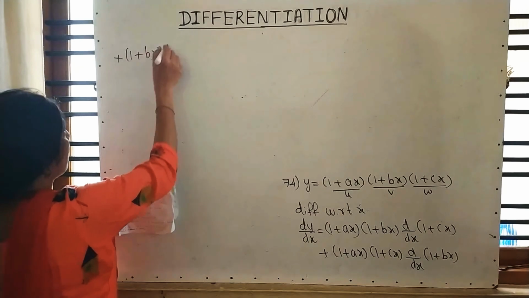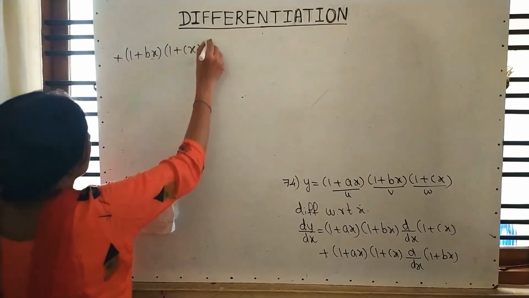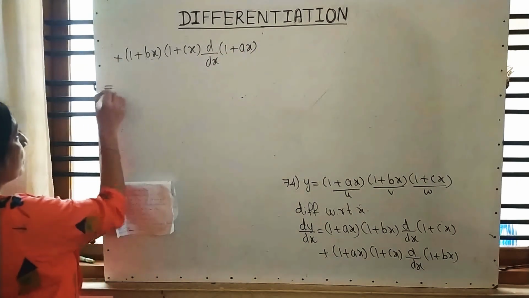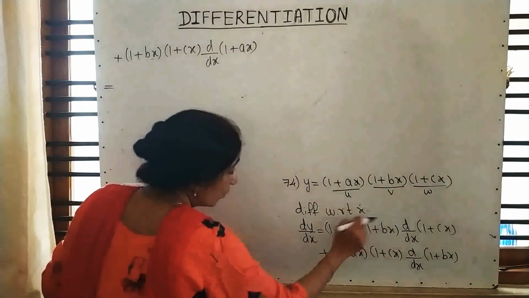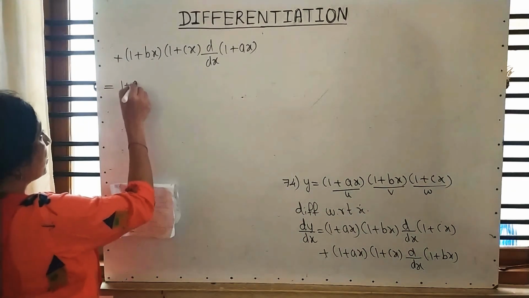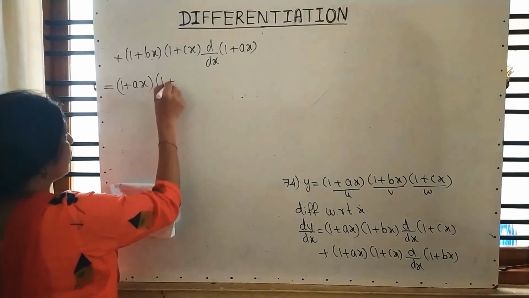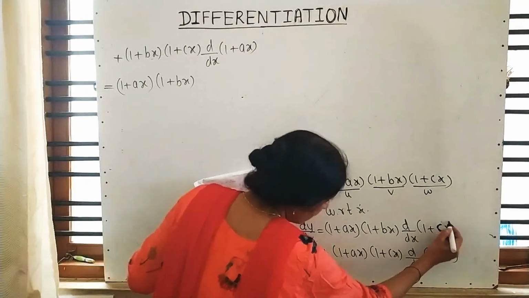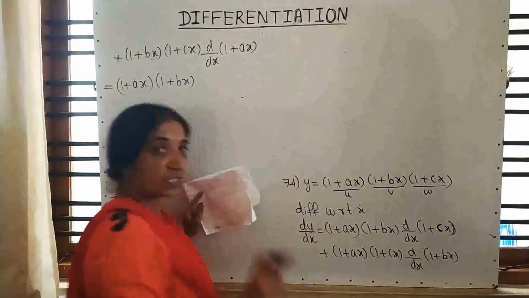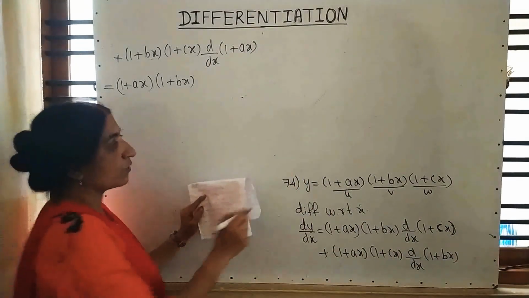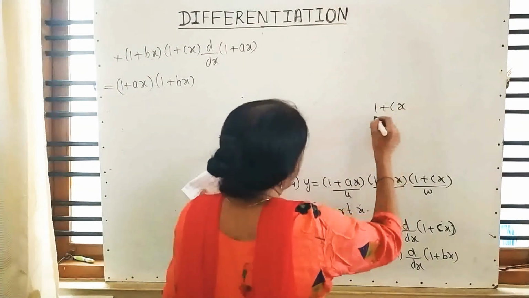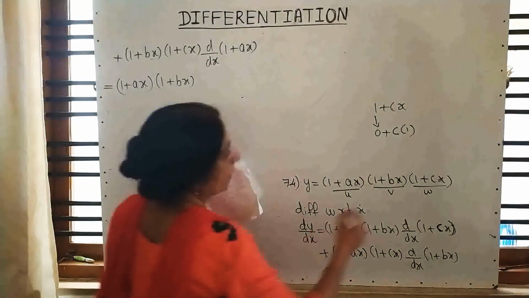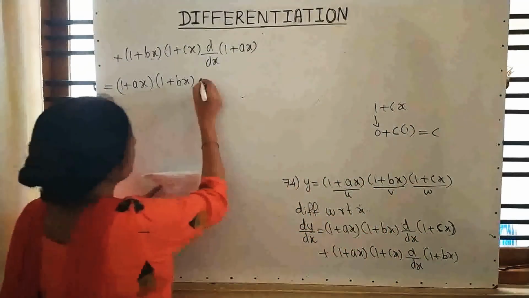1 plus bx, 1 plus cx, differentiating 1 plus ax. See, the term before differentiation will keep as this. 1 plus ax into 1 plus bx. Differentiation of 1 is 0. What is the differentiation of cx? C is a constant. Differentiation of x with respect to x is 1. So I am writing here, this is 0 plus c as it is. Differentiation of x will be 1. Your final answer is C.